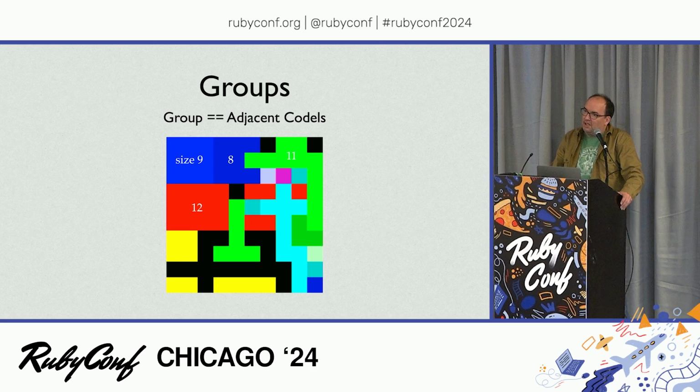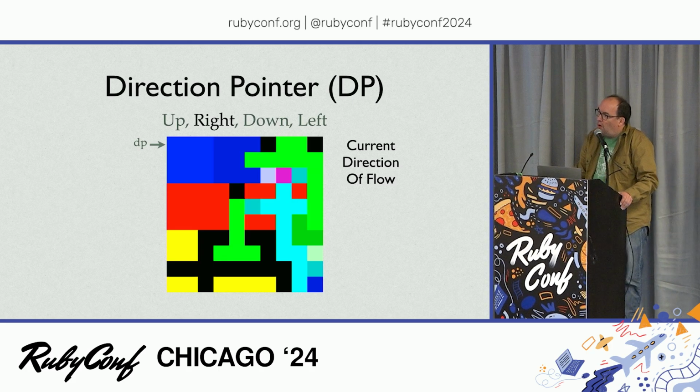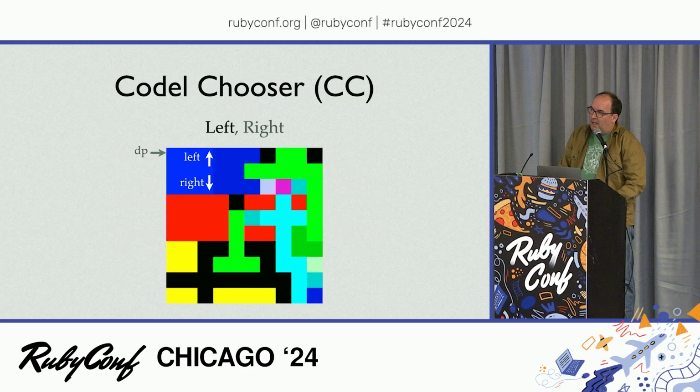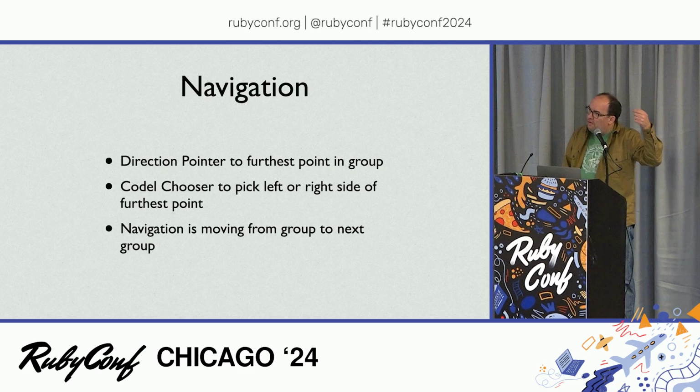Adjacent codals are made into groups. So in the upper left-hand corner, we have a 3 by 3 group. There's a direction pointer. This indicates the flow of the program as it moves through the image. All Piet programs start by executing in the upper left-hand corner of the image, and it is set to right initially. There's another concept called a codal chooser, where it's either set to left or right. And so the navigation is the direction pointer will move through a group and try to enter the next group. And at the most extreme edge, the codal chooser will say, should I go at the left side or the right side of that edge?